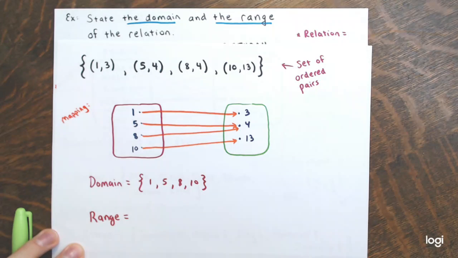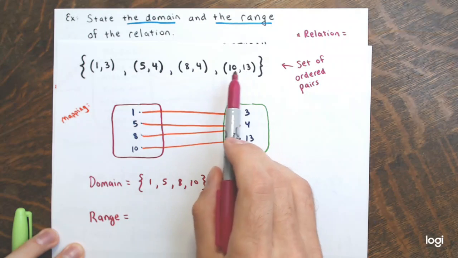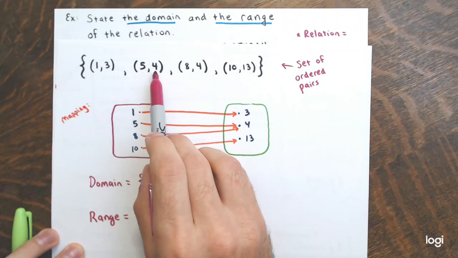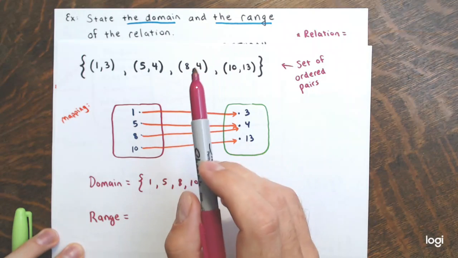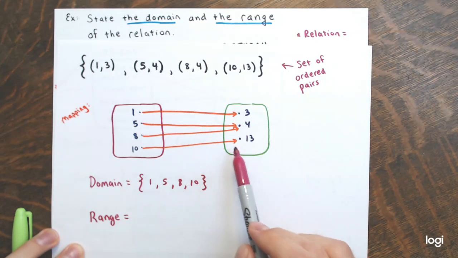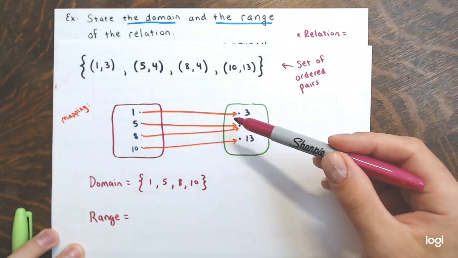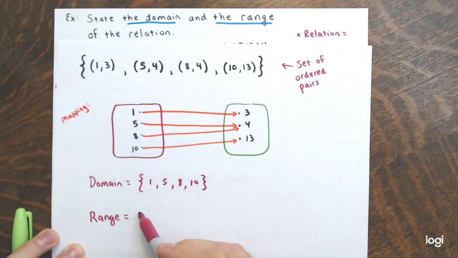is, again, just the set of those outputs, all the second coordinates, the 3, the 4, and the 13. Again, no need to write 4 twice. If it's already in the range, you've already said it, so you don't need to say it again. Or if you're looking at the mapping, you can say anything in the range is any element in this second set that actually depends on an element in the first set, which is 3, 4, and 13. All of them are at the end of an arrow. So again, set braces, and the numbers 3, 4, and 13 belong to the range.